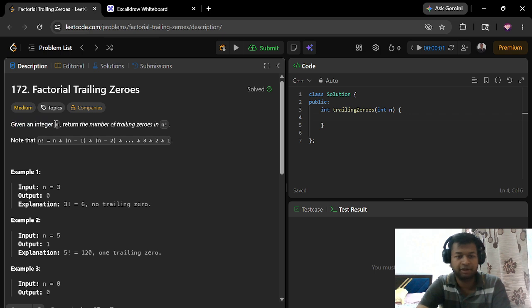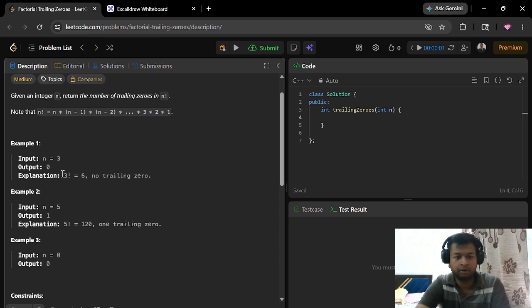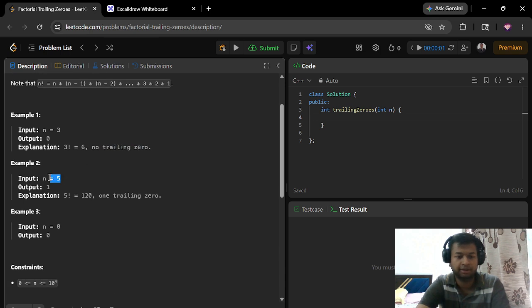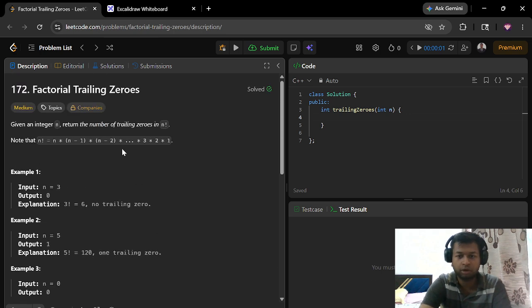Our question is, given integer n, return the number of trailing zeros in n factorial. If you have studied math, you should know what n factorial is: n times n minus 1 times n minus 2, going up to 1. Let's say our n is 3, so our output will be 0 because 3 factorial is 6 and it has no trailing zeros. Now let's say our n is 5, so our answer would be 1 because 5 factorial is 120 and it has one trailing 0. And when n is 0, our output is 0 because 0 factorial is 1. So how will we approach this?